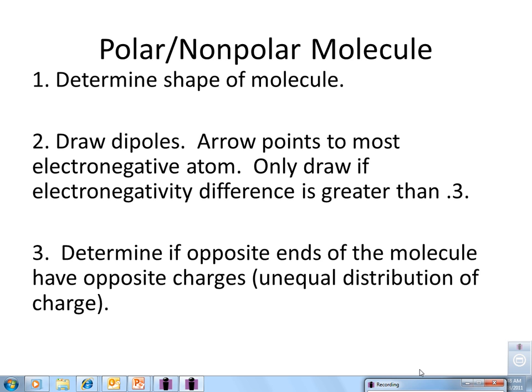So, how do we determine that? Well, we need to take a look at the shape. The shape is important. All right? Let's start with basic.